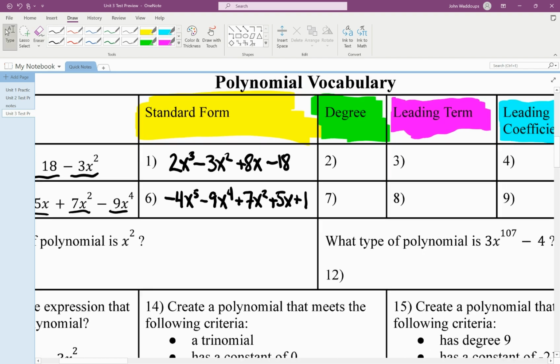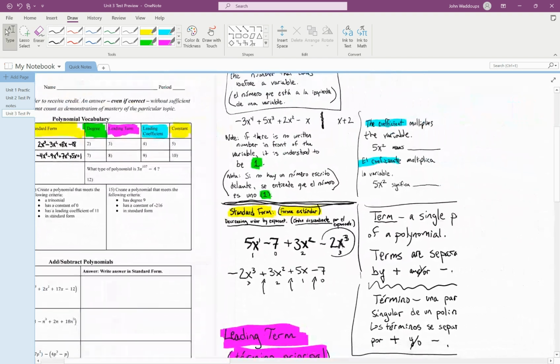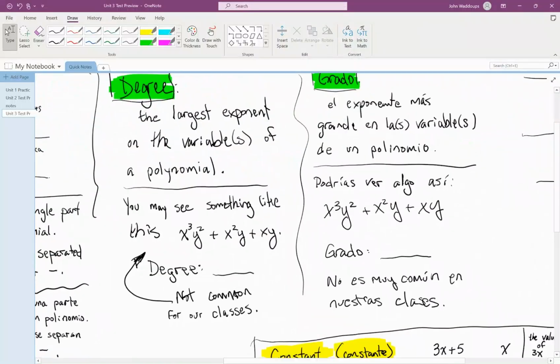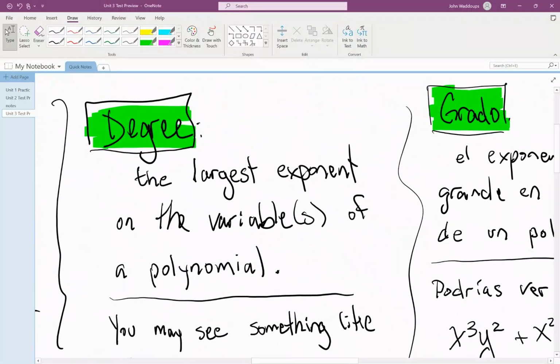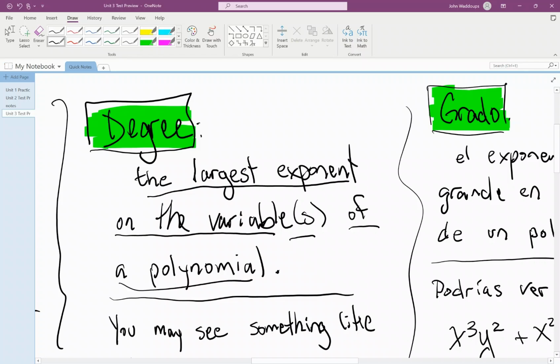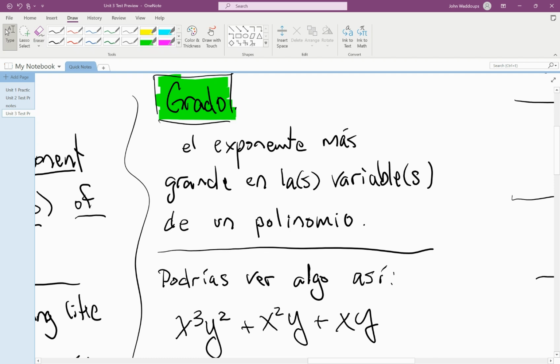Now the degree, what's the degree? The degree is the largest exponent on the variable or the variables of a polynomial. En español, el grado es el exponente más grande en las variables o en la variable de un polinomio.